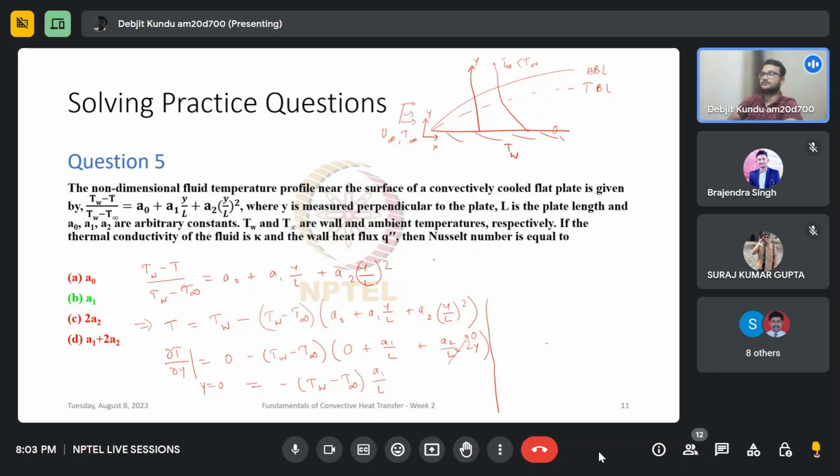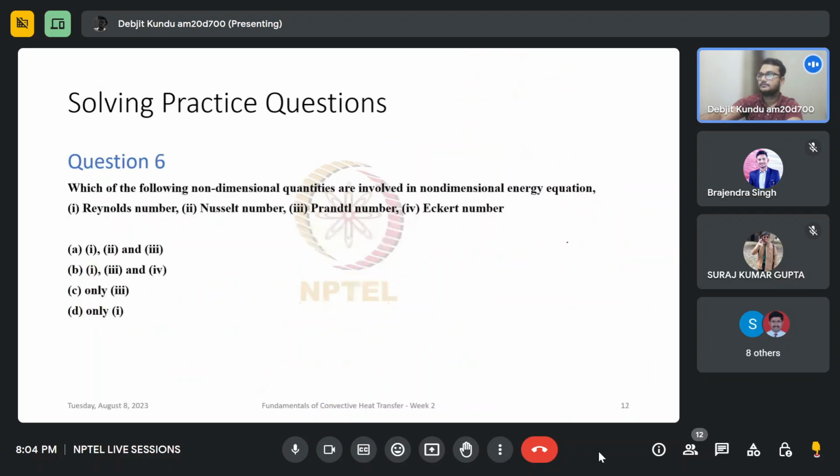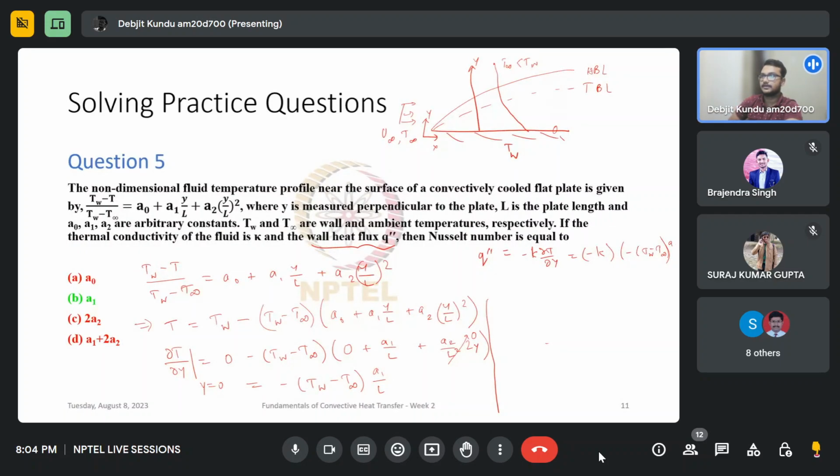So I have this as of now, and there is this wall heat flux Q double prime. Let's compute that. That is equal to minus K into dou T dou Y, right? We figured out that dou T dou Y is this. So this should be minus K into minus of TW minus T infinity multiplied by A1 over L. So these things cancel out, K into TW minus T infinity, A1 over L.